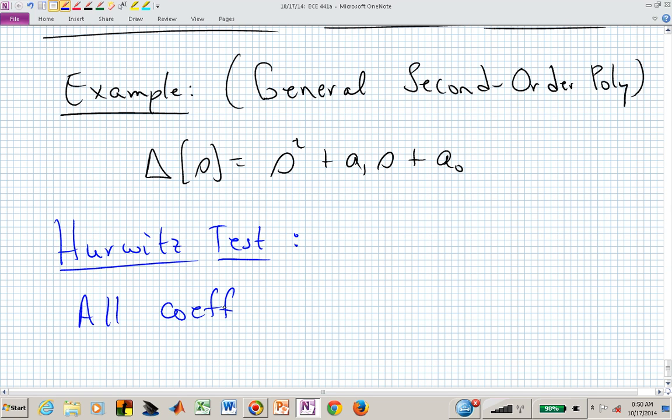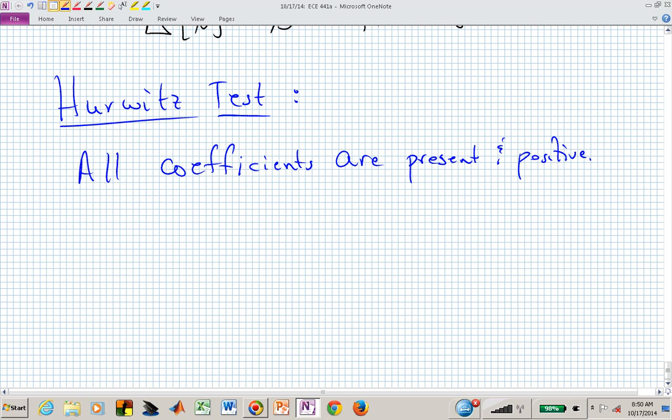Now assume that A1 and A sub 0 are positive. Hurwitz says present and positive, right? So it passes the Hurwitz test, and now we have to keep going. I will release you, but I'll fill in the Routh array. You now try to do the Routh array on your own and see if it checks, and we'll actually verify using the Routh array that the Hurwitz test for a second order is necessary and sufficient.